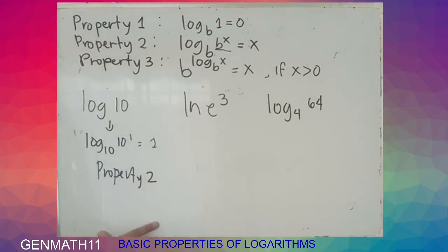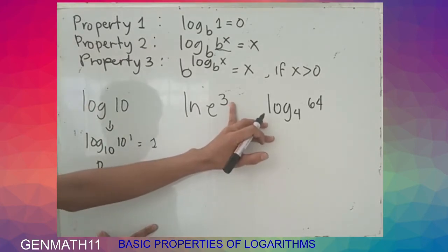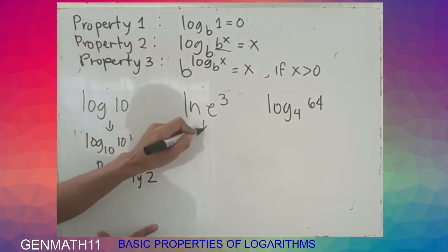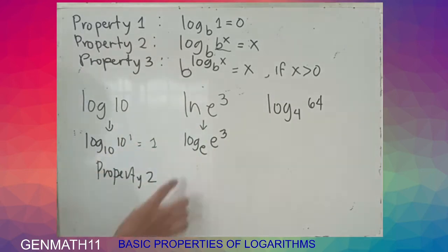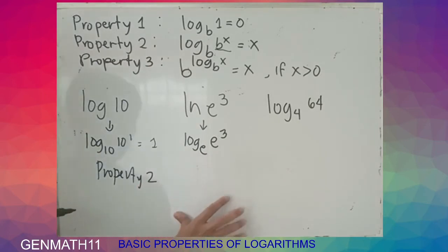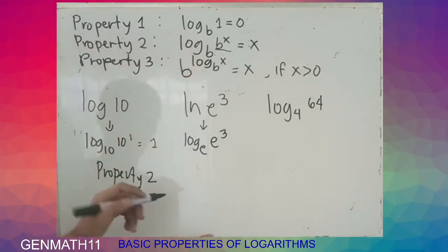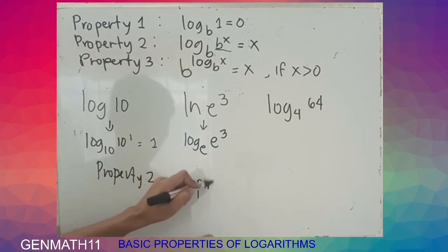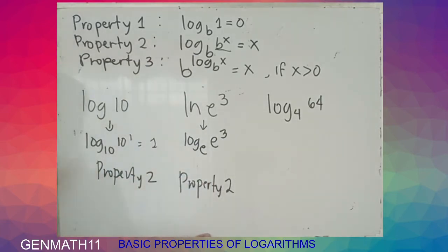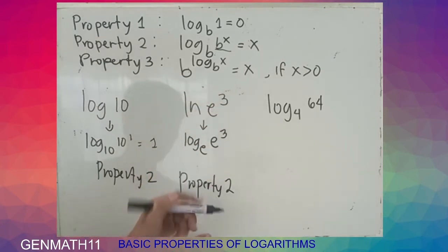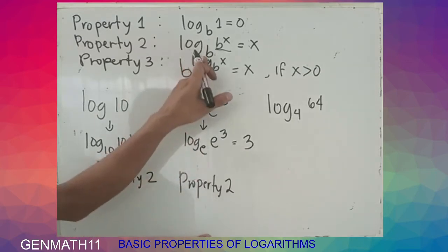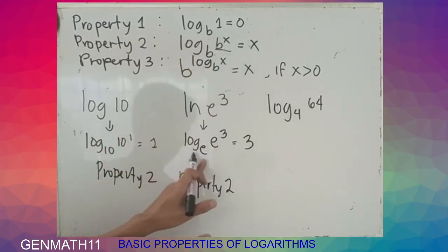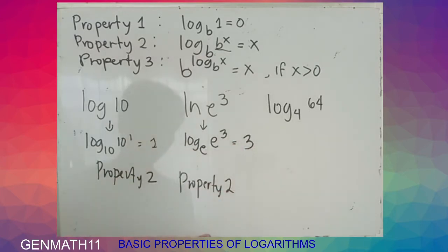Next, ln e raised to the third power. Translate natin siya, magiging log e. Pwede din siyang isulat as ganito. Okay, ano kayang property siya? Property number 2 pa rin. Ibig sabihin, the value of log ln e cube is 3, since parehas yung base at yung ito, parehas silang dalawa, so 3 ang sagot. Yung exponent ng e. Next.